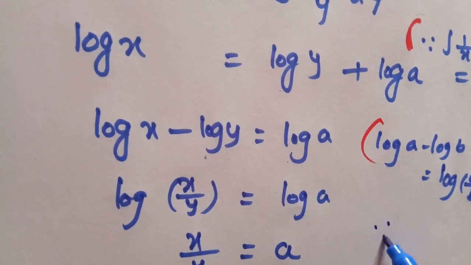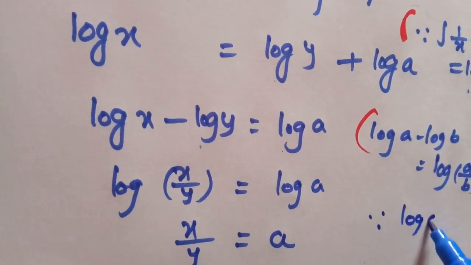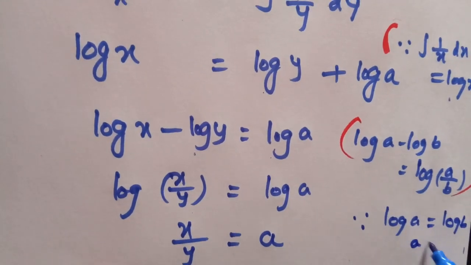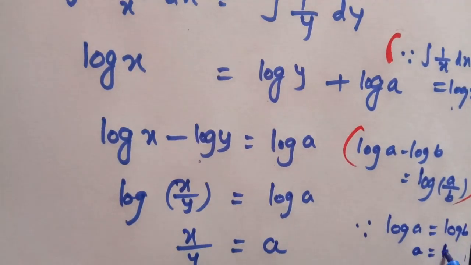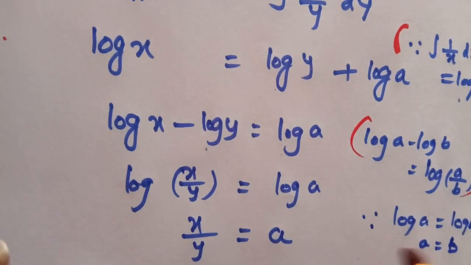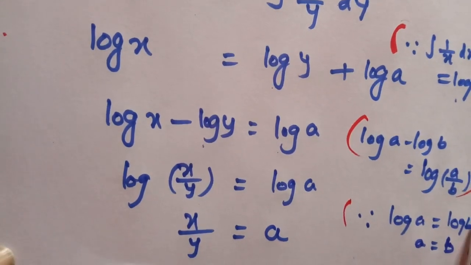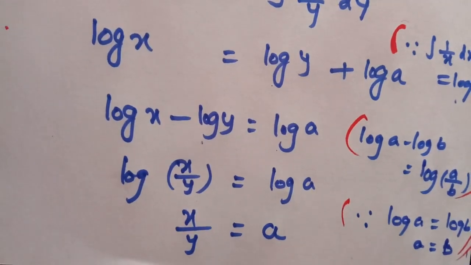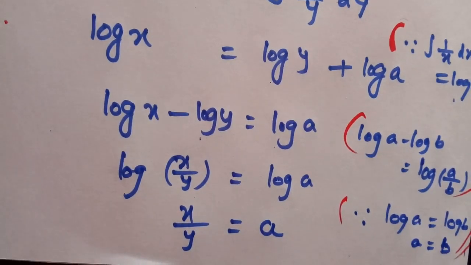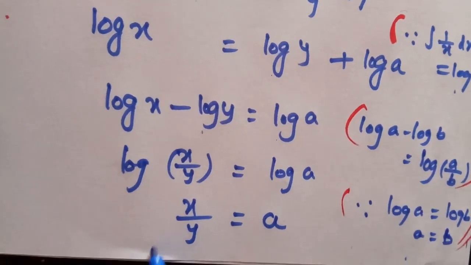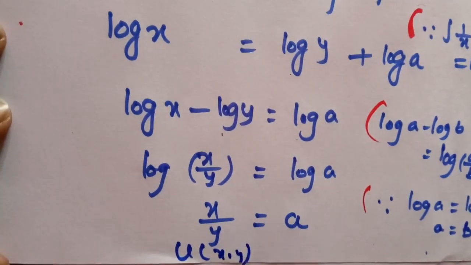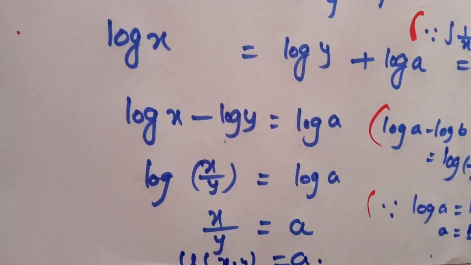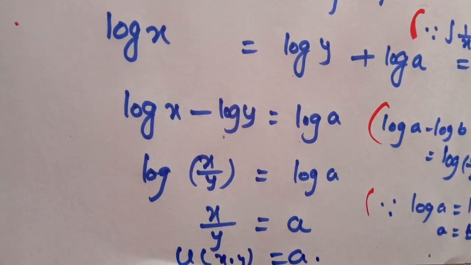Since log a is equal to log b, therefore a is equal to b. We use these formulas here. Therefore u of x comma y is equal to a, where u of x comma y is equal to x by y. Next take another group to find v.